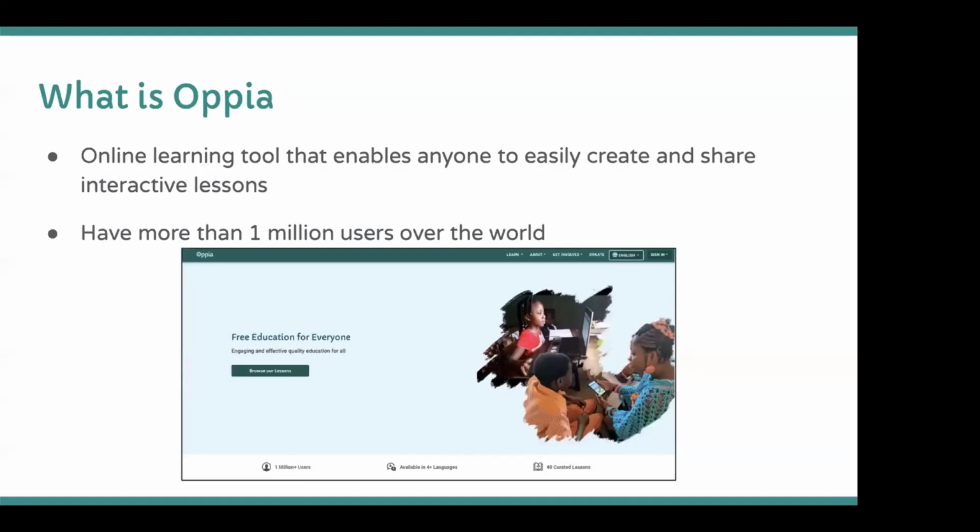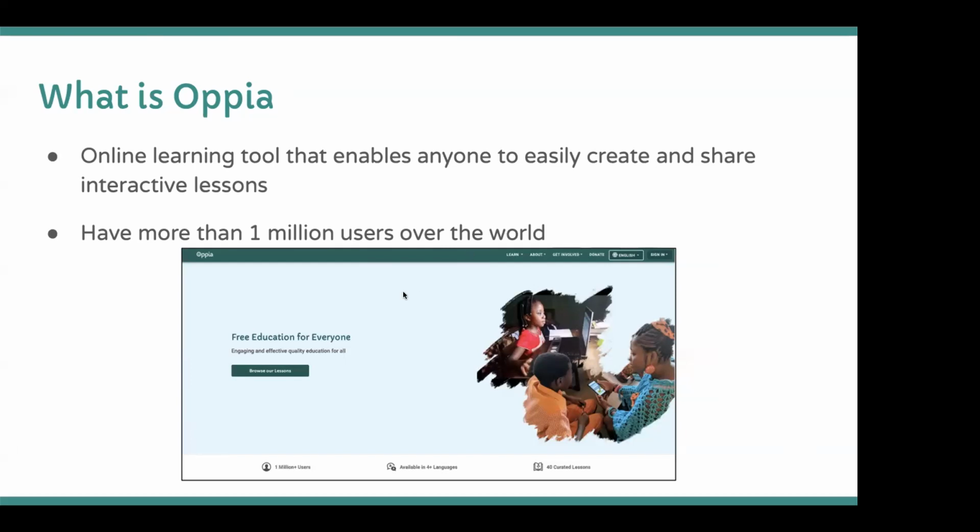So let's move on to what is OPIA, the organization that I worked with. OPIA is an online learning tool that enables anyone to easily create and share interactive lessons. Teachers can create interactive lessons and students can log into the web application and take part in those lessons and increase their knowledge in maths or science or whatever the subjects. We have over 1 million users around the world, including regions like Brazil, some of the African nations like Ghana, and some of the Asian nations like Afghanistan and so on.